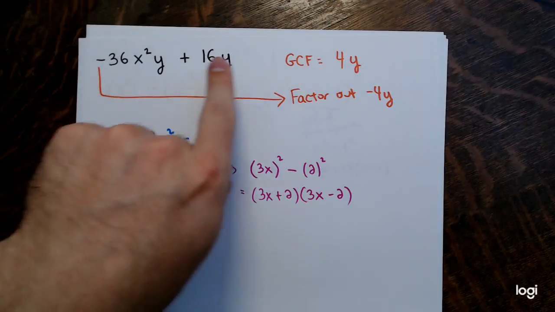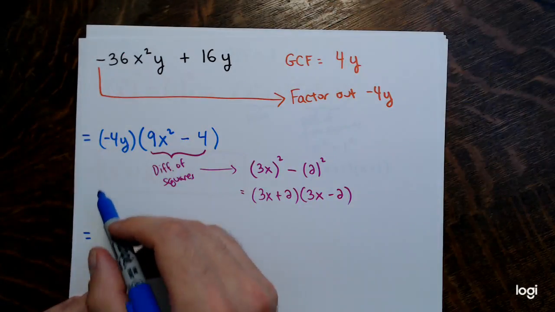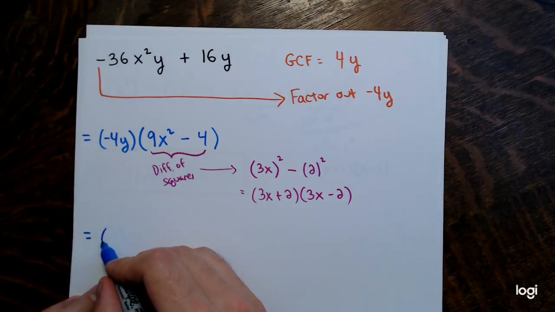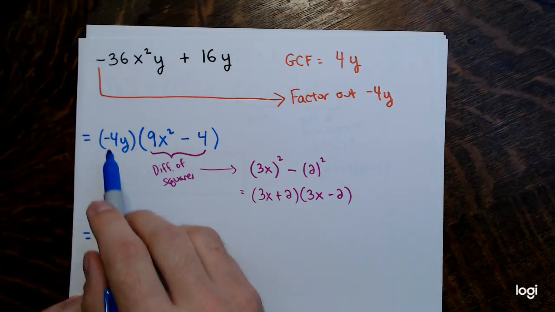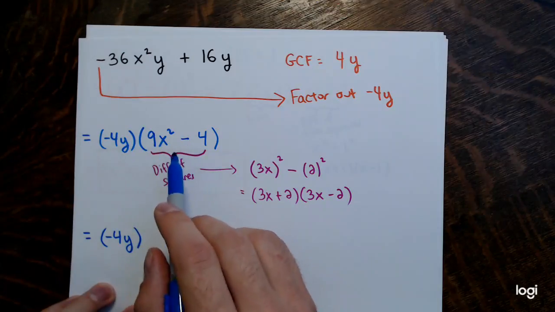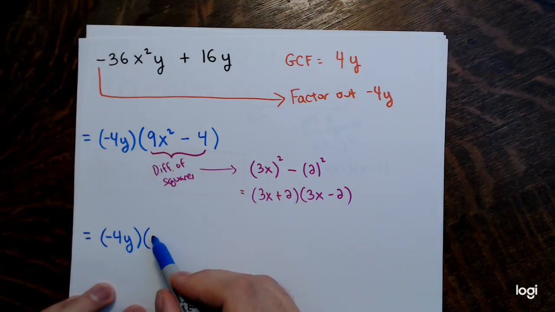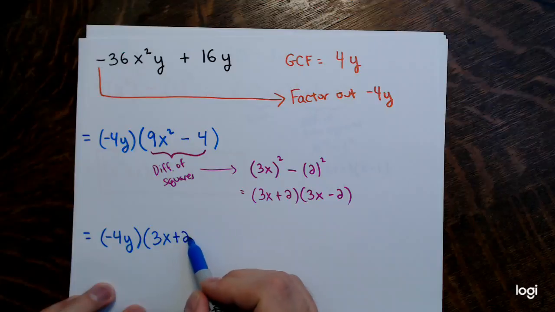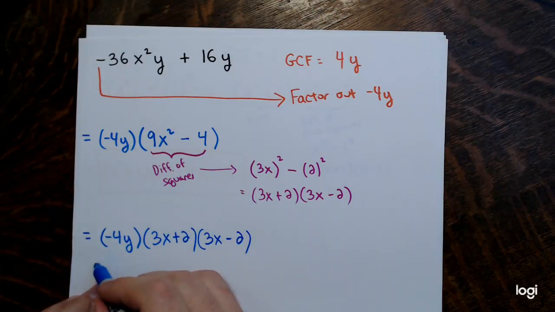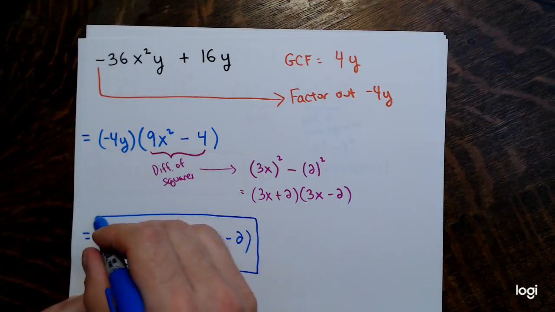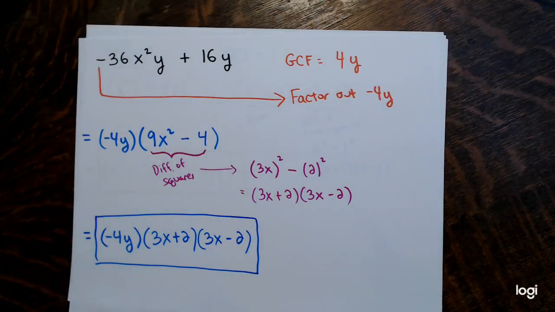Right, so I factored out the opposite of the GCF. I took this and we pull out a negative 4y. So I have negative 4y times, and then this 9x squared minus 4 factors to 3x plus 2 times 3x minus 2, or 3x minus 2 times 3x plus 2, whichever your preference is. And there you go. There's our original polynomial factored completely.